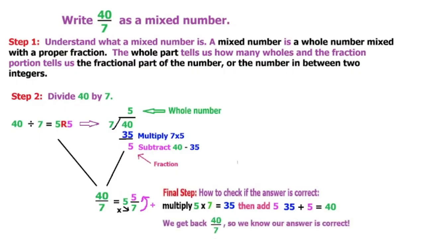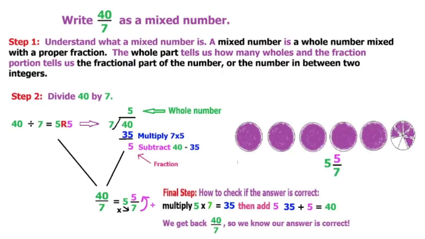So finally, let's take a look at how the model looks for this. So this is how it looks. It's going to be 5 wholes, 1, 2, 3, 4, 5, and 5/7. So this is partially filled in. Only 5 pieces are filled in and 2 are left unfilled. So that's 5/7. And that's it. That's the entire problem.